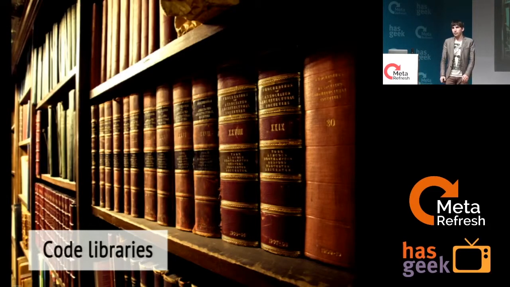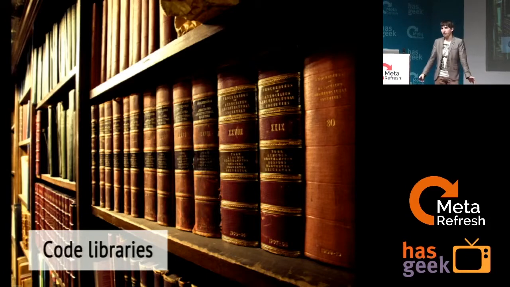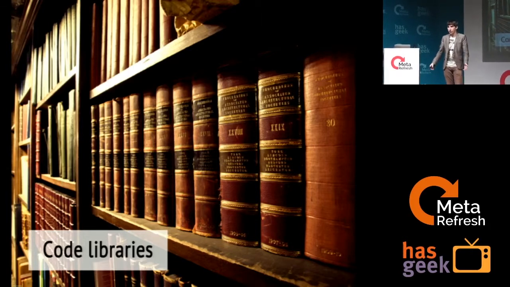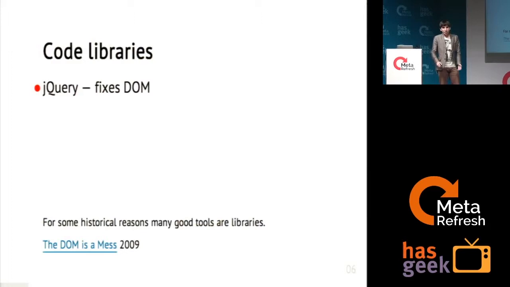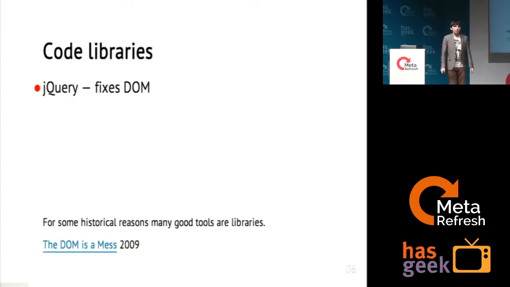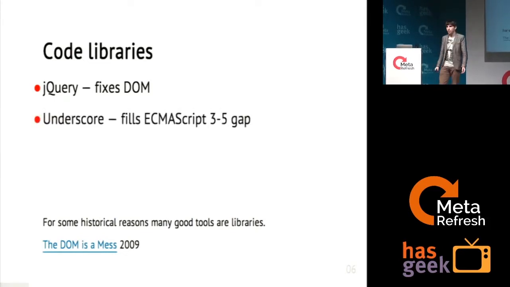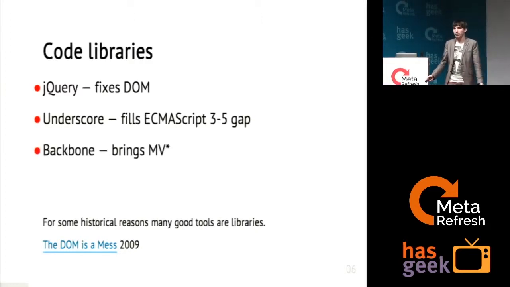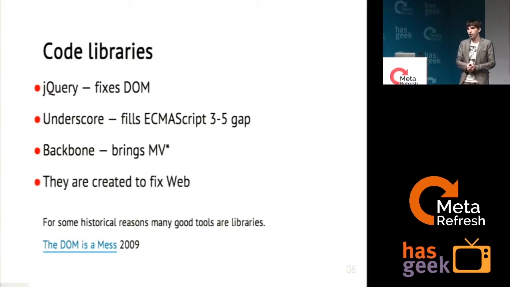I think you know we have such great tools like libraries, code libraries. They have abilities to build our applications, they save our time, they help a lot. And as Jeff Razik said, jQuery was designed to fix a messy web. The messy DOM, excuse me. Underscore fills the ECMAScript 3 to ECMAScript 5 gap. And Backbone and other MV whatever library structures our applications. And all of them were created to fix the web in some way.